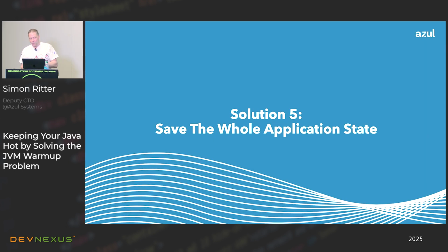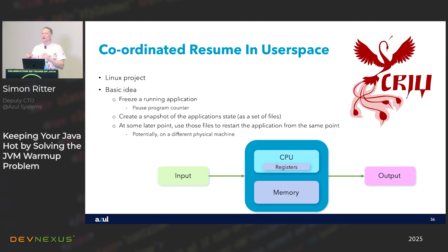Solution number 5, what about if we save the whole application state? Right, so we've talked about the idea of compilation data, JIT compilation, because that's what we see in terms of warmup. But what about if we do something even more than that? Now, on Linux, there is a thing called Checkpoint/Restore in Userspace, or CRIU, as some people try to refer to it as a word.